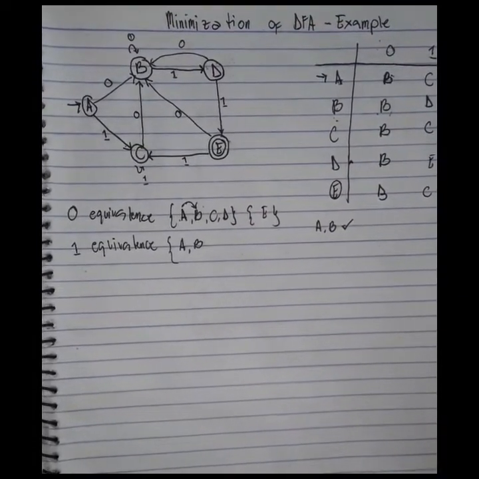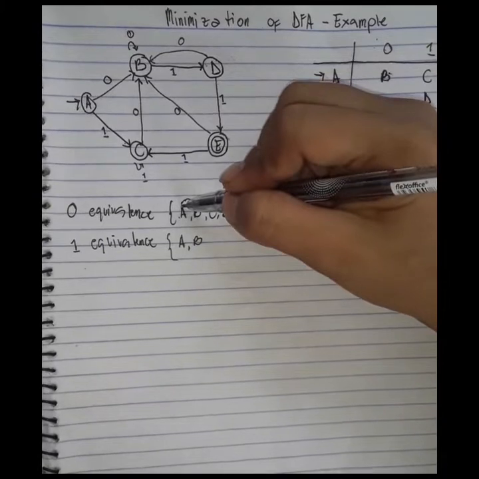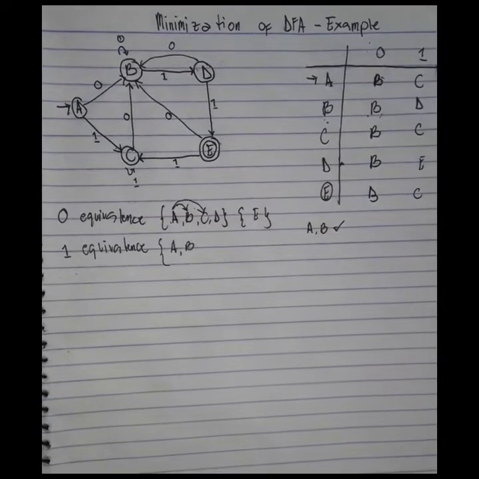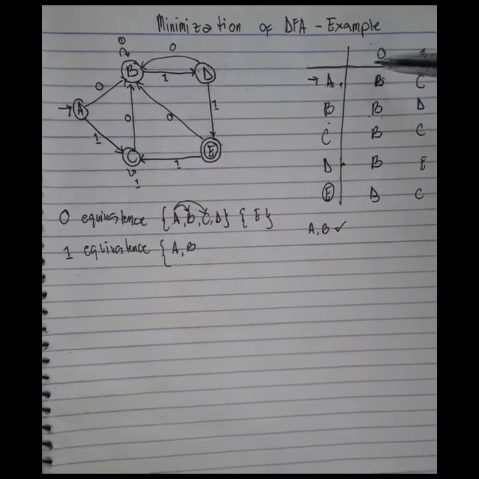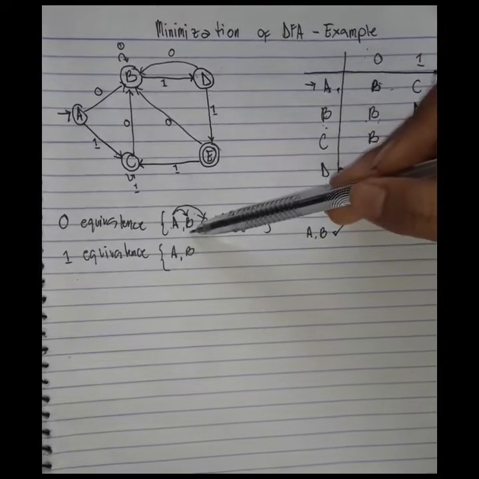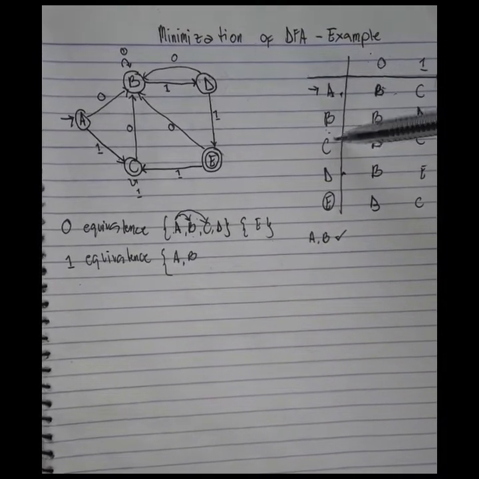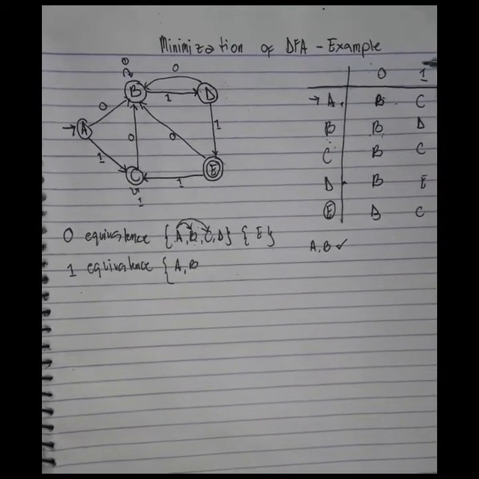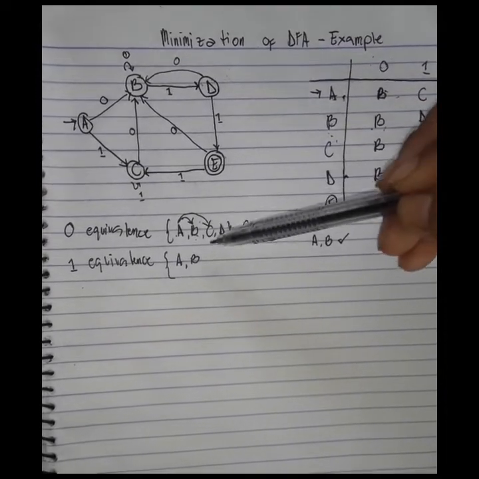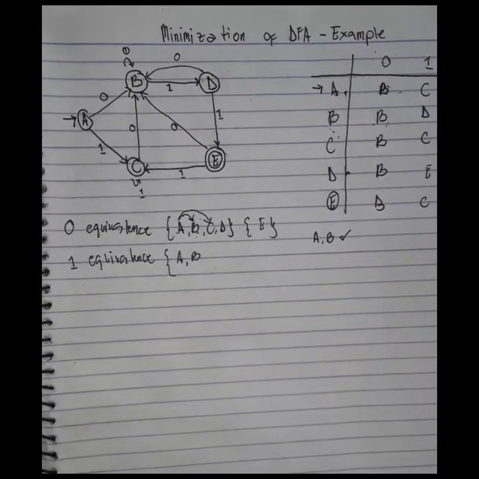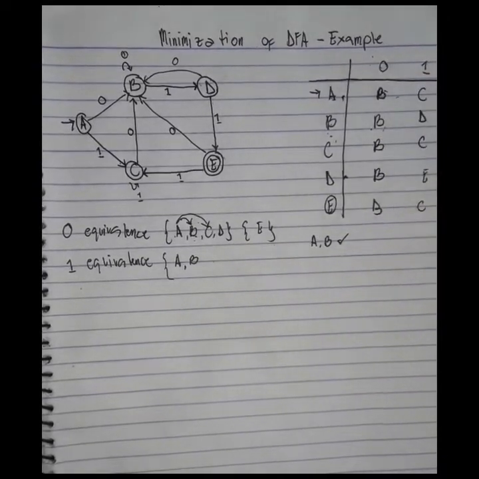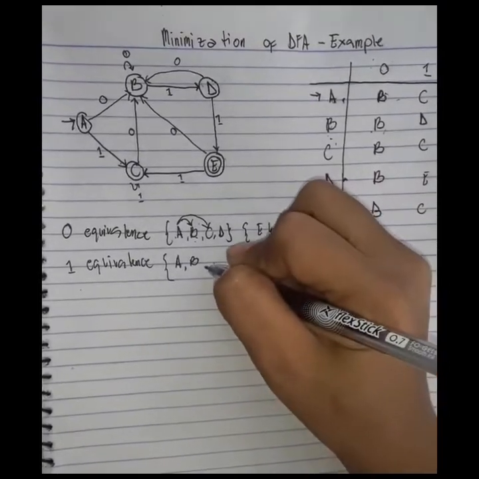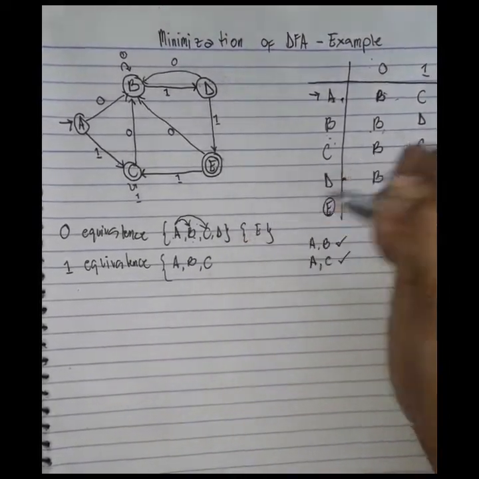So second, you have to check also the A, C. In A, the 0 input of A goes to B. So okay. The 0 input of C goes to B. So it is okay. So in 1, the 1 input in A goes to C. And in C, the 1 input goes to C. They're okay. So A and C, check. So you have to bring down the C.